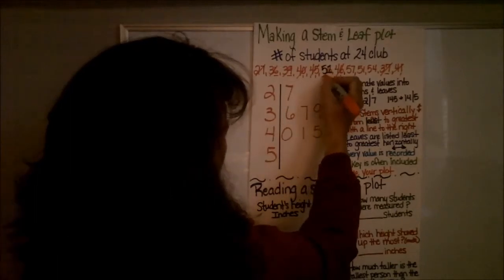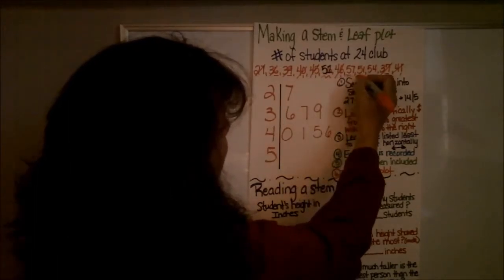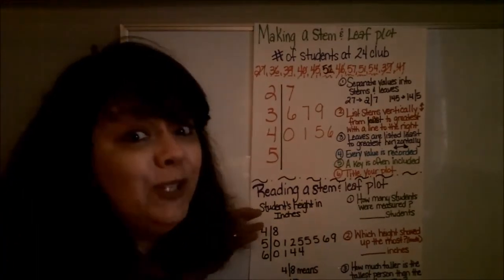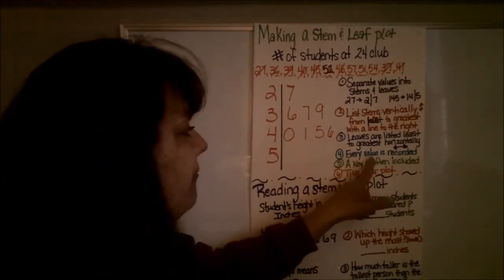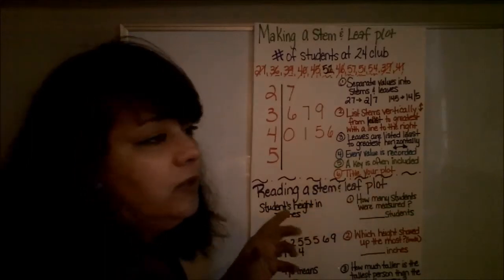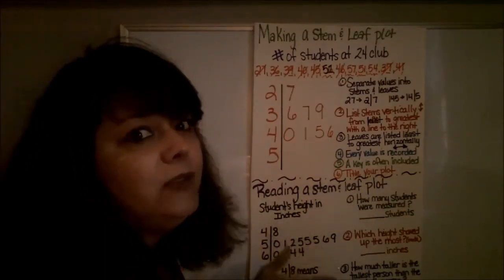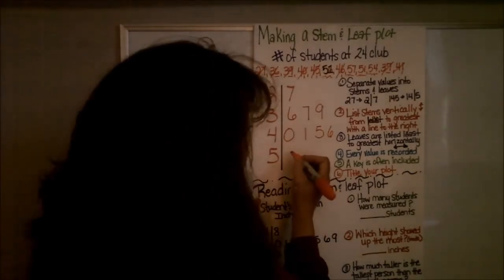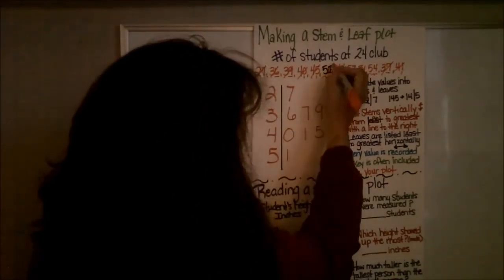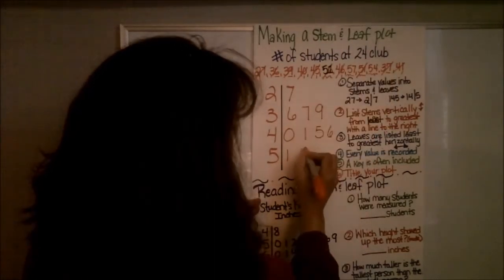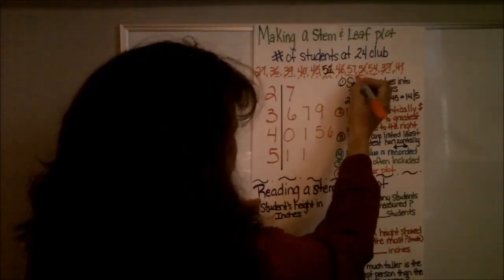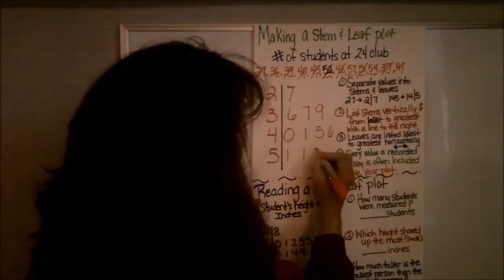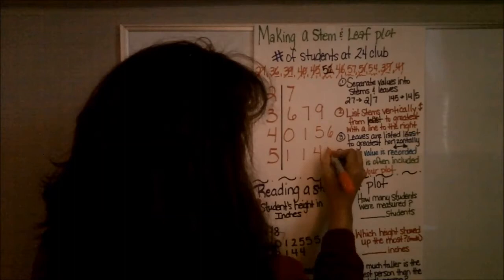I have a 51, 57, 51, and 54. Now, even though I have two numbers that are the same, every value is recorded. So if I have two of the same number, I still have to record each of those numbers. So I have 51, 51, I've got 57 and 54 left. 4 and 7.